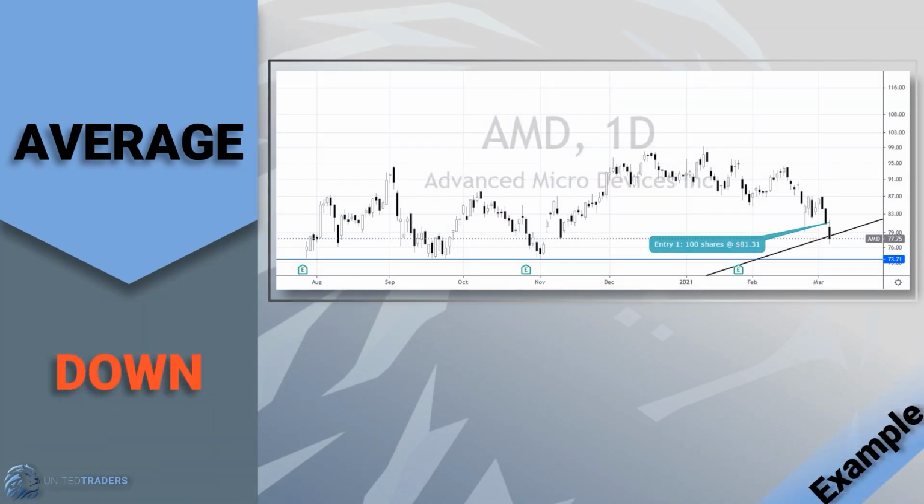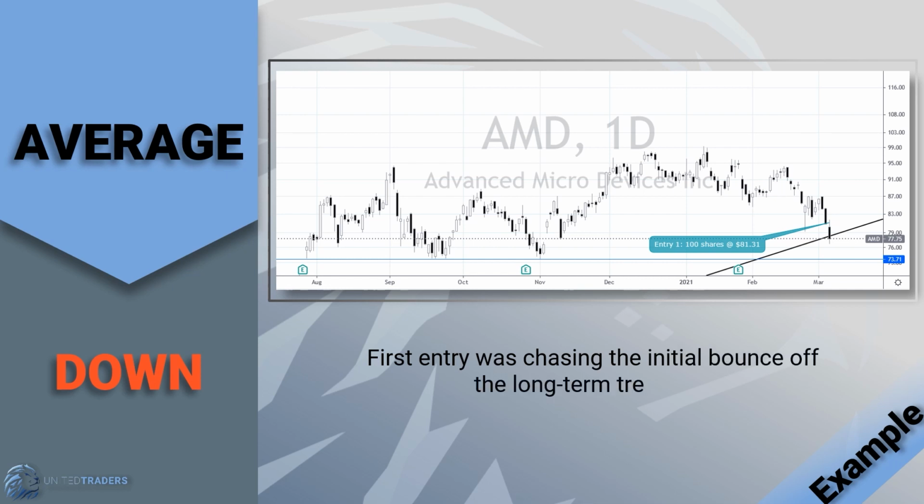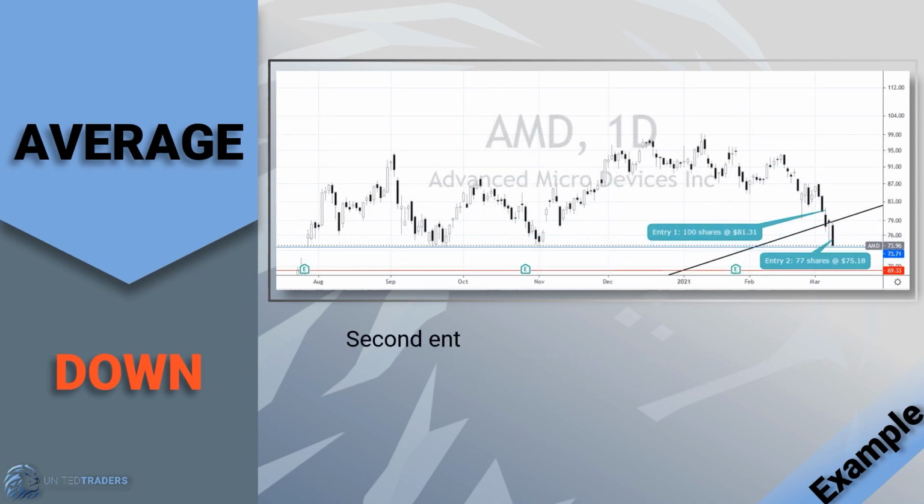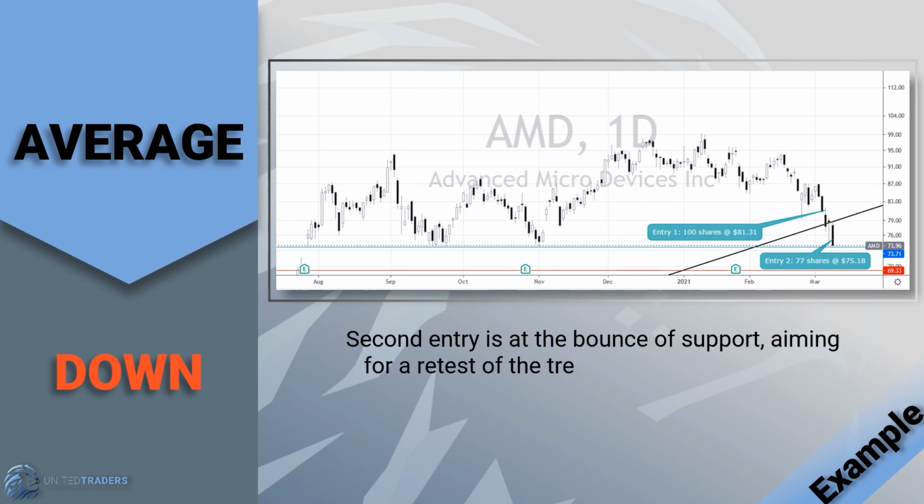In this example, the trader initially buys the stock near trendline support. As you could guess, the trade does not go in their favor. The second entry is at the bounce of the next support, in hopes of getting a retest of the trend line the price action originally came down to.